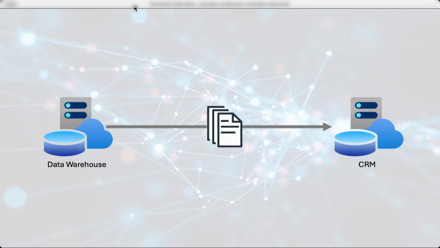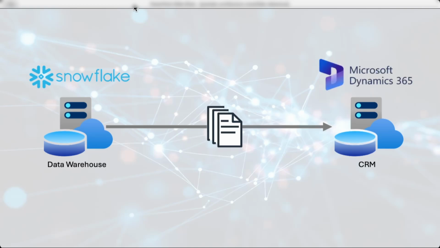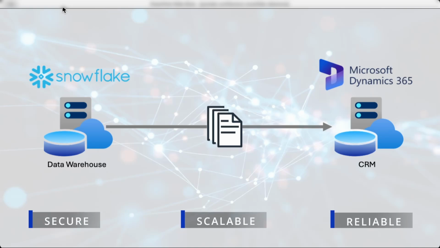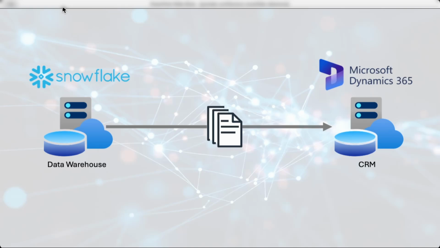In today's data-driven world, businesses often need to move data between systems like data warehouses and CRM or ERP platforms. For example, you might have a cloud data warehouse like Snowflake that stores analytical data and a CRM system like Microsoft Dynamics 365 that powers your customer operations. The challenge is moving data between these systems in a way that's secure, scalable, and reliable. That's where this integration pattern comes in.